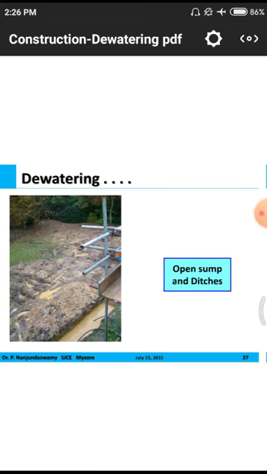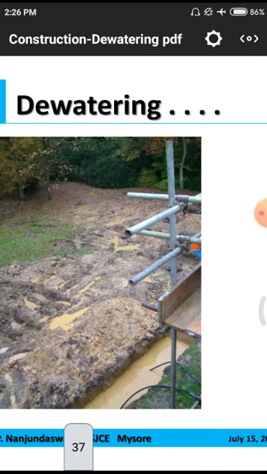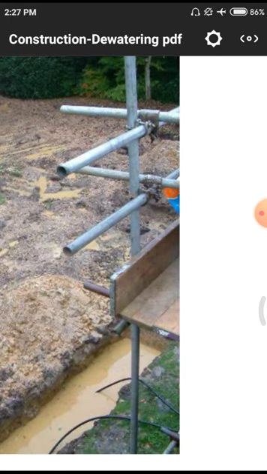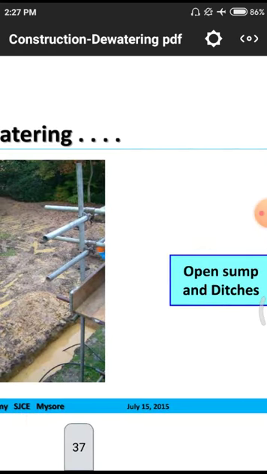This is the open sump. That means in the field itself, we directly make a canal-like structure. In the middle of the field, we simply make a canal, so that the total water will be collected into those canals by using small pumps. Here we have small pumps shown in black color. By using those pumps we remove the water with high capacity motors.